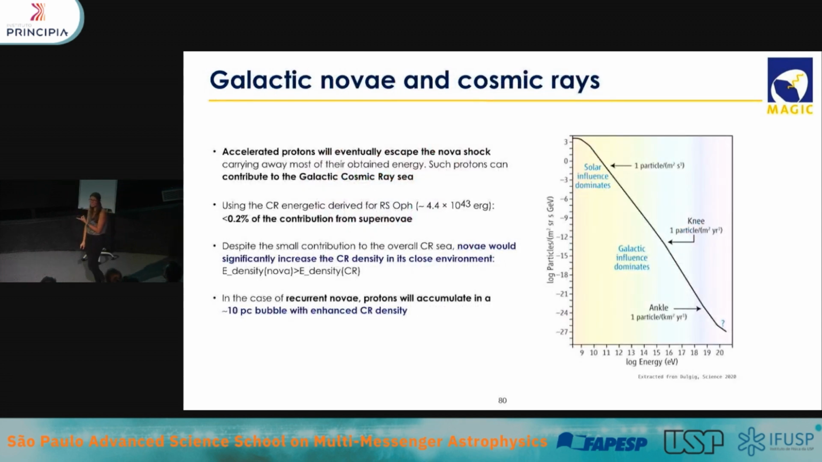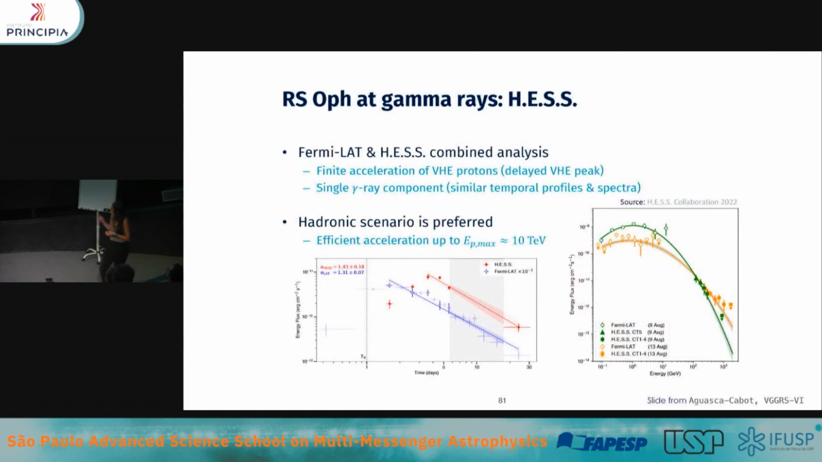And how does this contribute to the galactic cosmic ray spectrum? Of course, you have protons being accelerated, and novae are not so energetic as supernovae, but they happen much more often, so you could expect some contribution. However, when you look at the energetics of the nova, they are much lower than supernovae, and we calculated that it is less than 0.2 of the contribution of supernovae to cosmic rays. But even if they do not really contribute to the overall cosmic ray spectrum, what we saw is that they enhance the cosmic ray density in their close environment. So they create bubbles a few parsecs in extension, and in the case of recurrent novae, such as RS Ophiuchi, these bubbles can reach up to 10 parsecs, which is already quite a reasonable number.